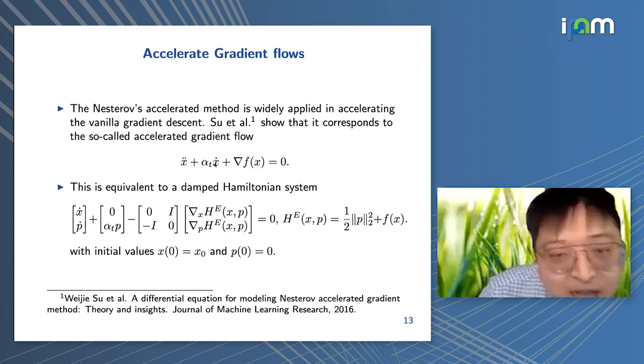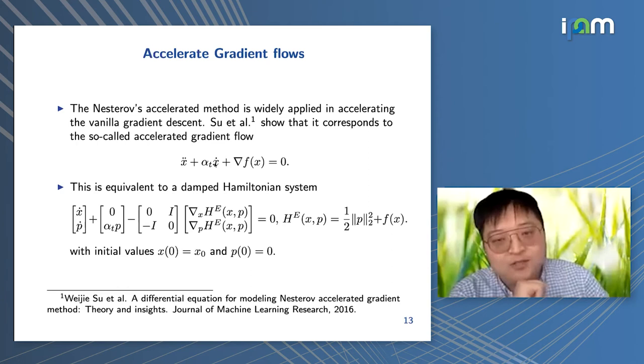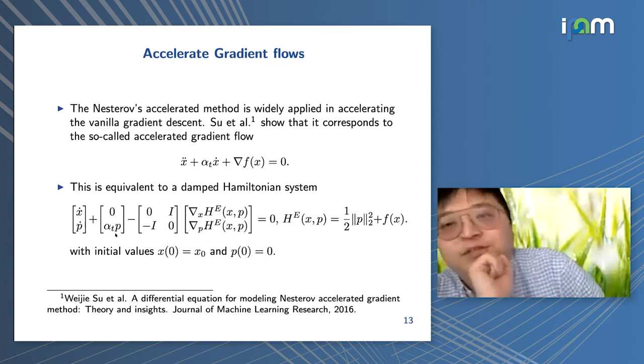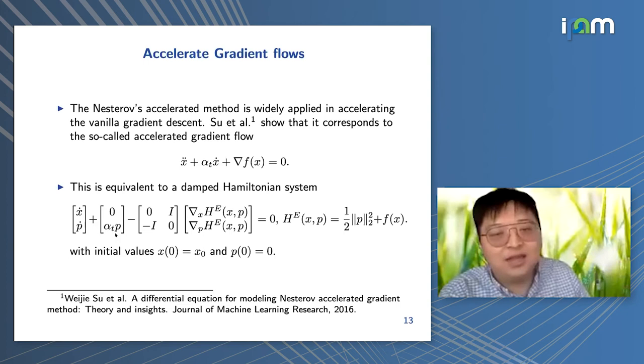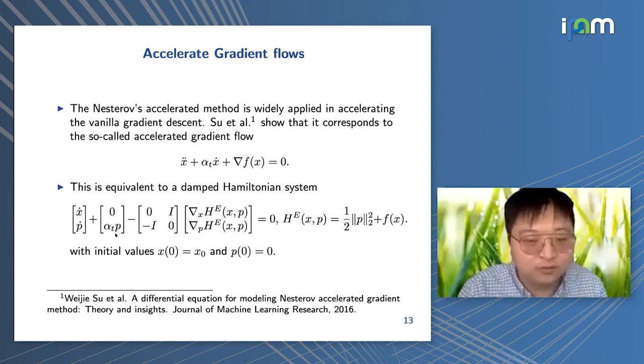Now, what does this alpha_t x dot mean? It is a very particular linear damping. I want to emphasize this: a linear damping working on the momentum variable. Once you have a Hamiltonian structure, you know what the momentum variable is. You write down a Hamiltonian system and add the linear damping into your system. That's accelerated gradient flows. People will ask, can I do any Hamiltonian system, any damping? Yes, you can, but at least for the currently known methods with nice properties, it is a linear damping. It's very simple in dynamical systems, but it has very powerful convergence guarantees. So a linearly damped Hamiltonian system equals accelerated gradient flows.